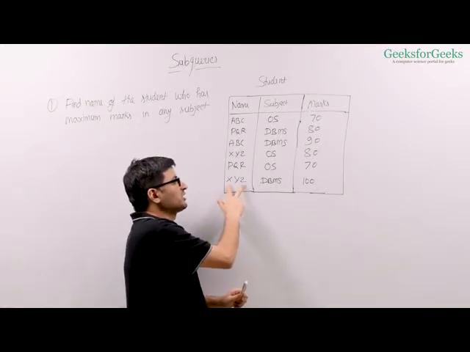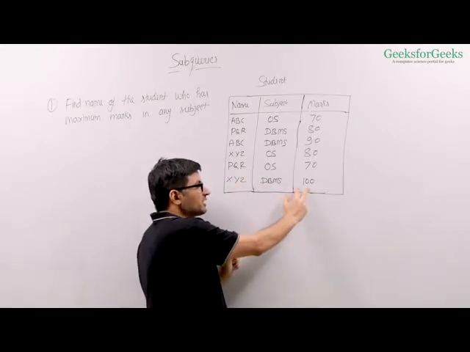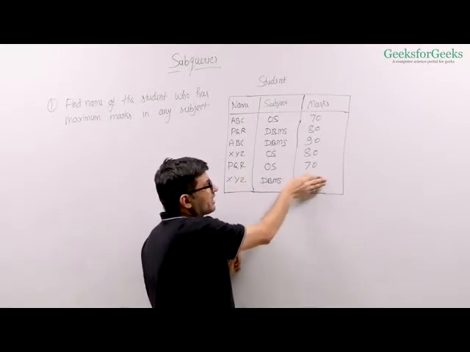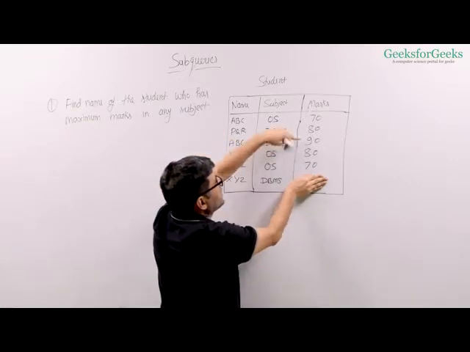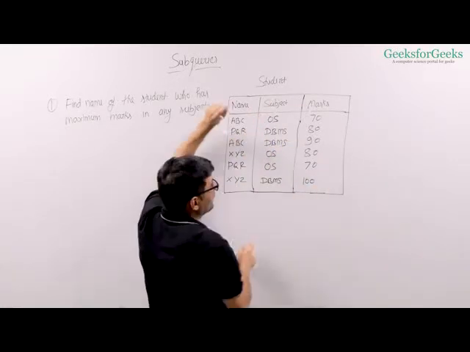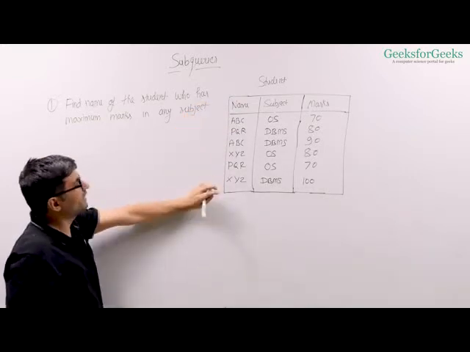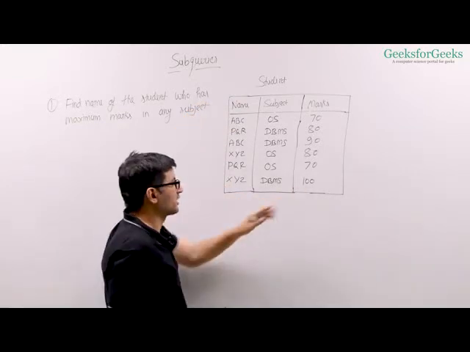Here XYZ is the student who has got 100 marks in a subject. Suppose I replace this 100 with 85, then ABC becomes the student because he has the second highest marks in any subject, right? So my output here should be XYZ and his marks 100.